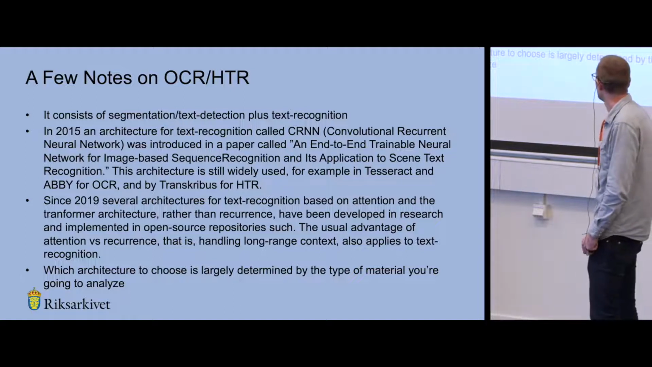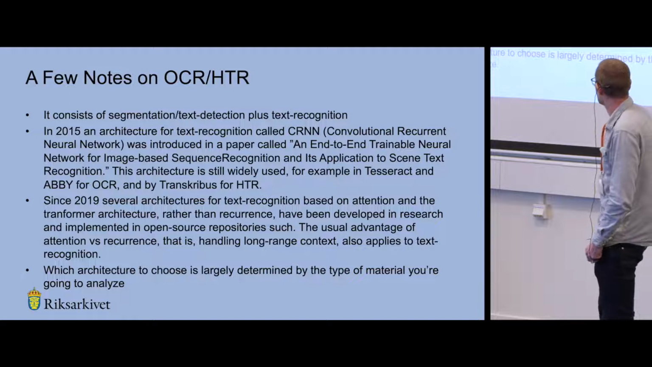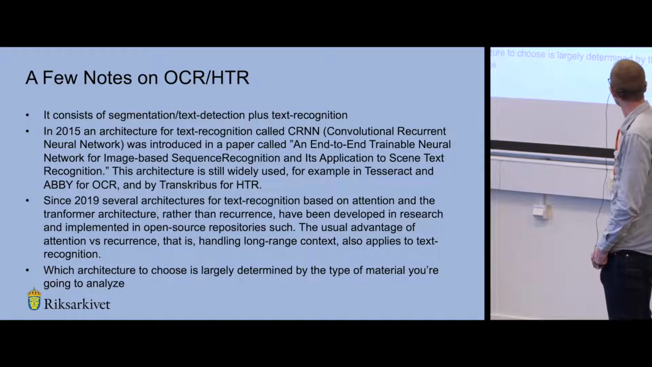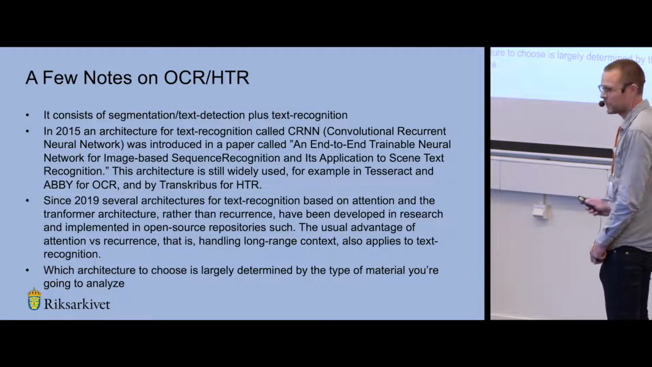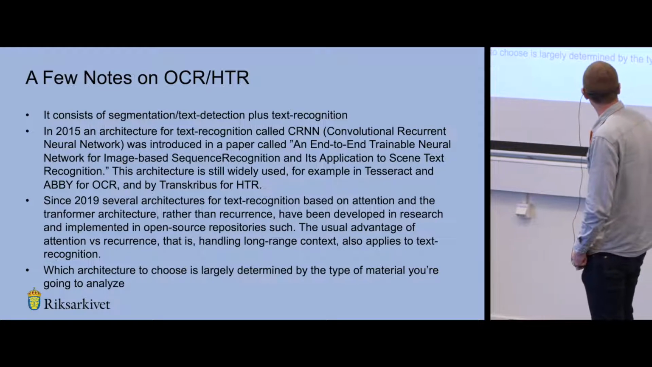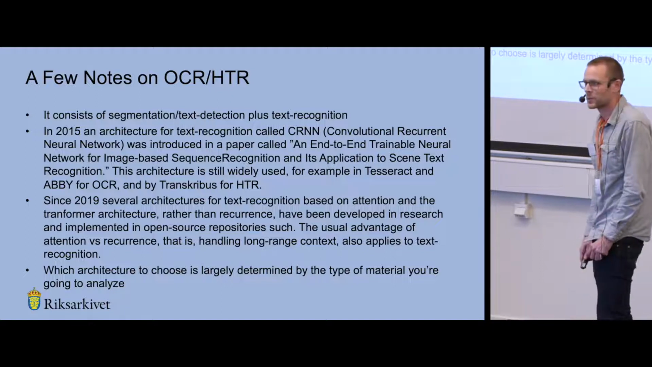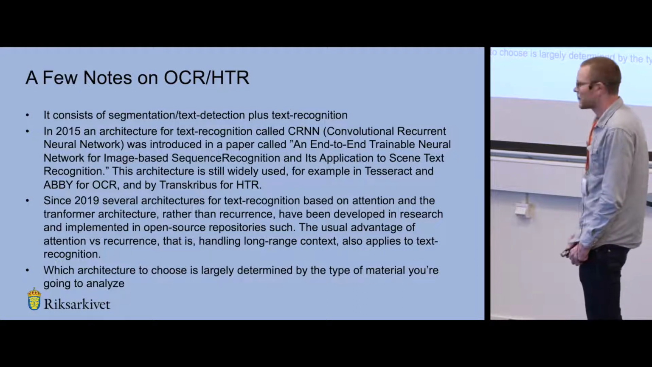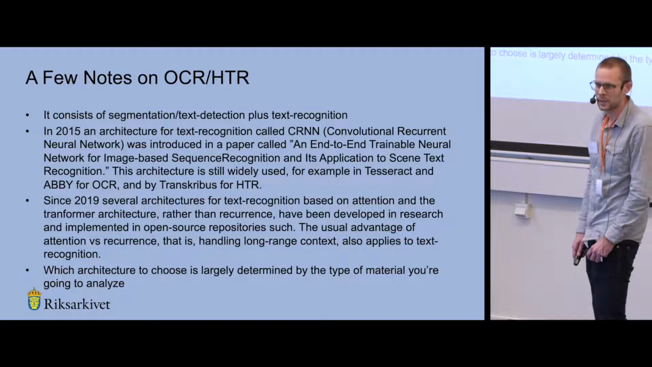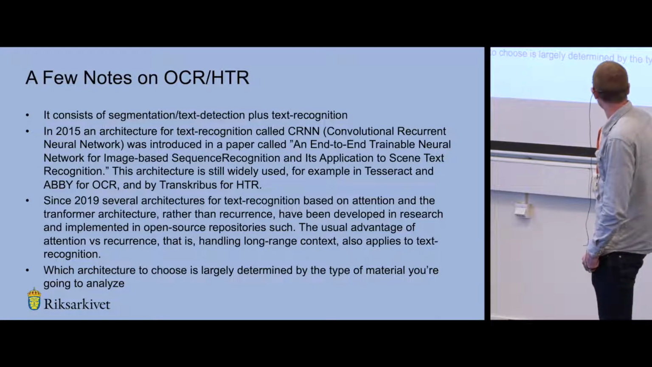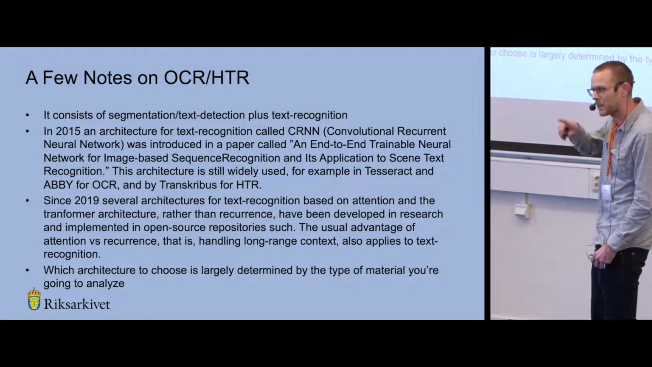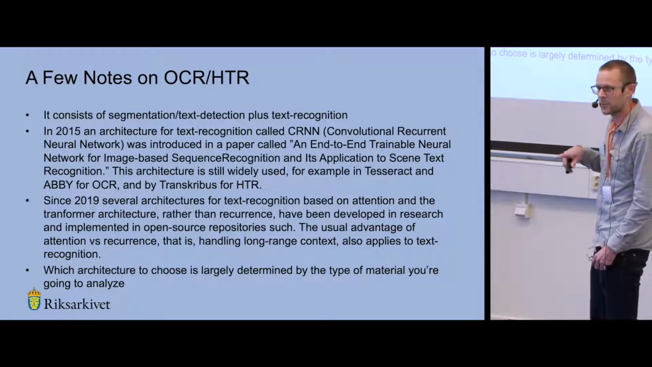recognition. In 2015, an architecture for text recognition called CRNN, that is Convolutional Recurrent Neural Network, was introduced in a paper with a very long name. I'm not going to say it now. This architecture is still widely used, for example, in Tesseract and ABBYY for OCR and in Transkribus for HTR. Transkribus is sort of a platform for doing handwritten text recognition. And the idea behind this model is to use a convolutional neural network to extract features from segments of images and then analyze them recurrently.